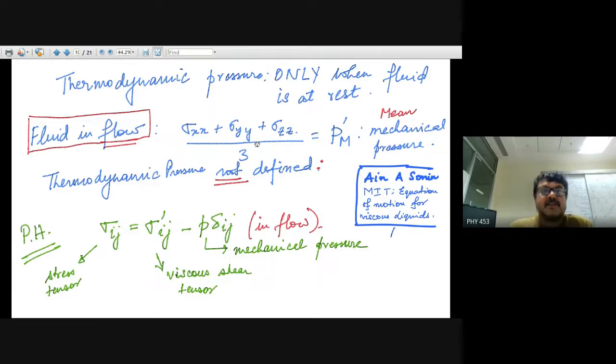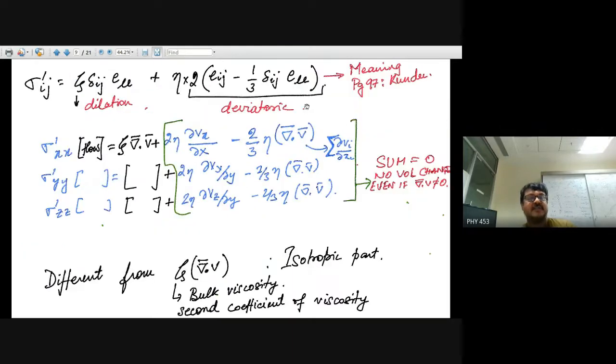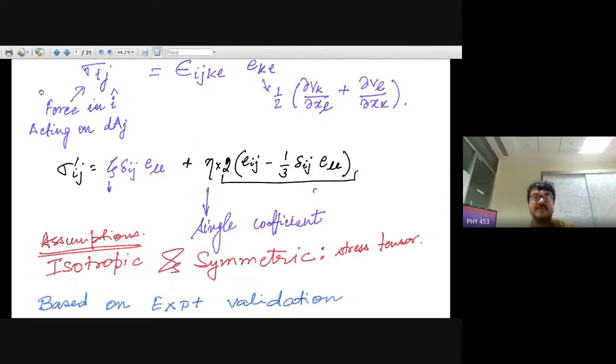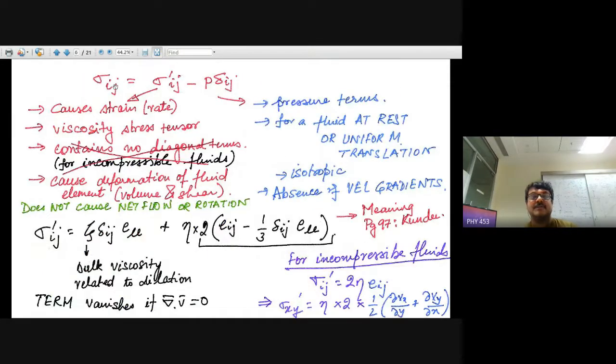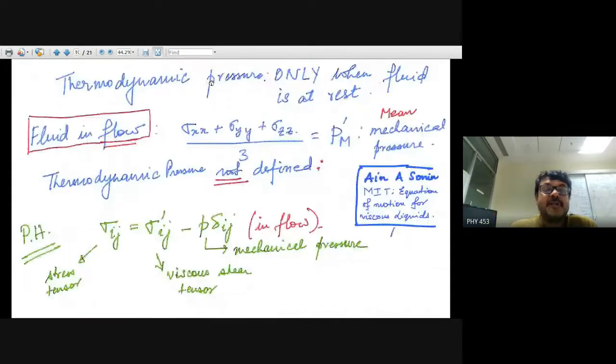The other thing to stress is that thermodynamic pressure is defined only when the fluid is at rest. Of course, here we are discussing the part which is not. So it is this P, right, that was the thermodynamic pressure. And when the fluid is in motion, you are not in equilibrium. There's a current, there's a flow, hence it is not defined.